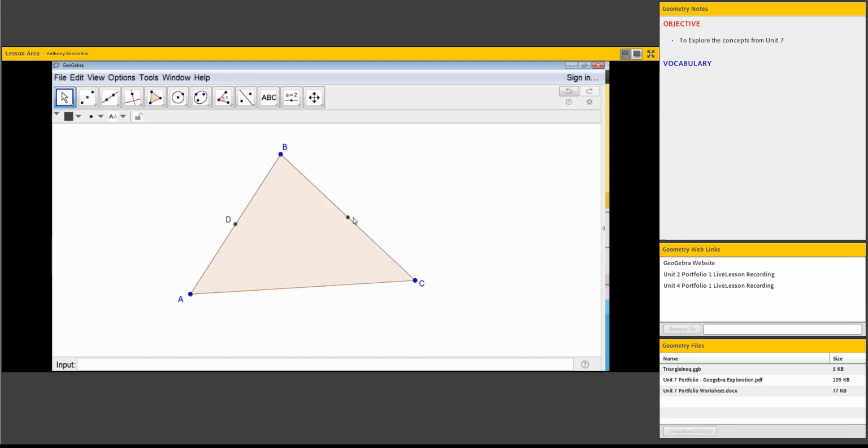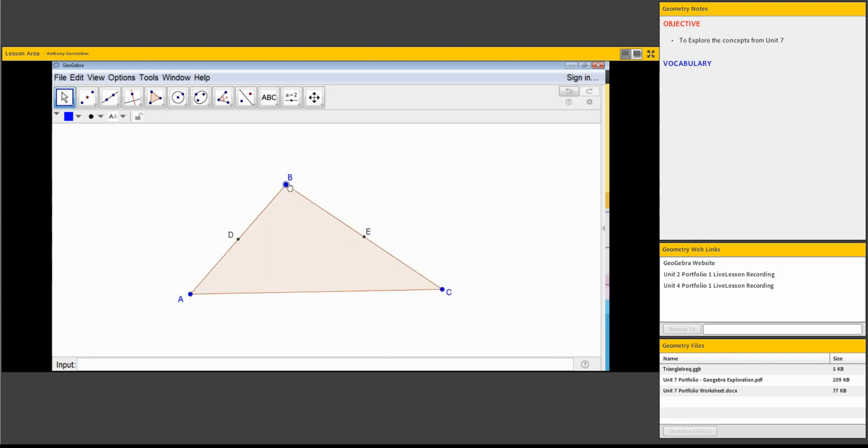Now if I construct it this way, no matter how I change A, B, and C, the midpoints will change accordingly. So if I change B, D and E are still going to be the midpoints. If I change where C goes, D and E are still going to be the midpoints of the segments we got.